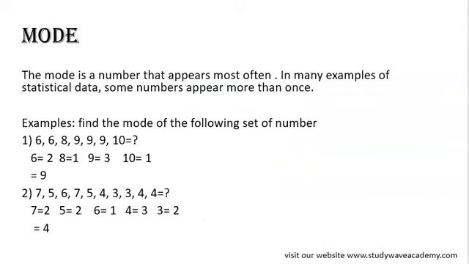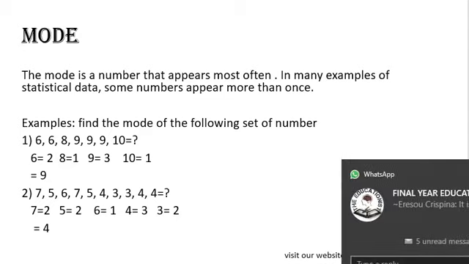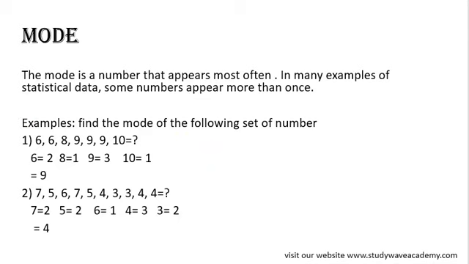What is mode? Mode is a number that appears most often. In many examples of statistical data, some numbers appear more than once, okay? Mode refers to value or values that occur most frequently in a data set. It is the number that appears with the highest frequency. Do we understand? Among all the numbers in the data set, it appears more. So mode is the number that appears more.